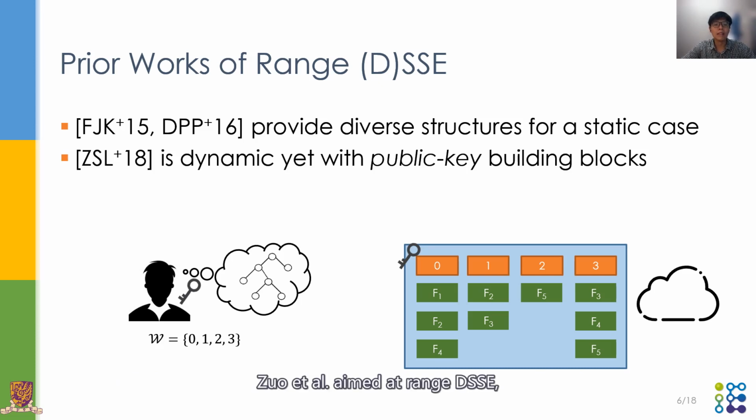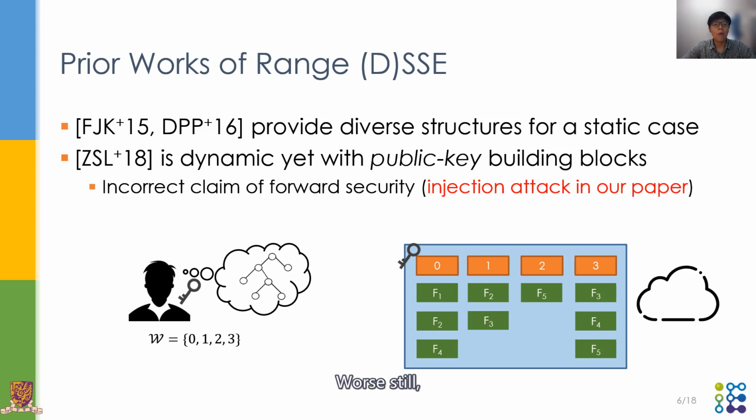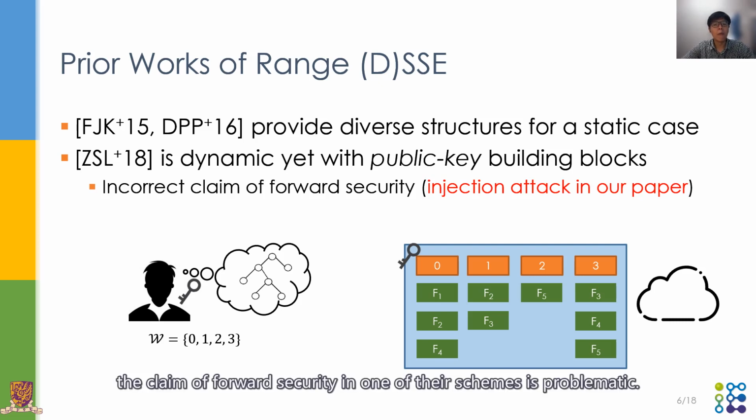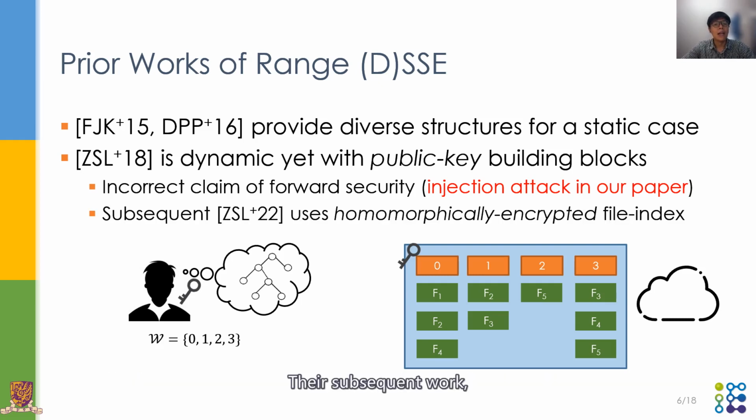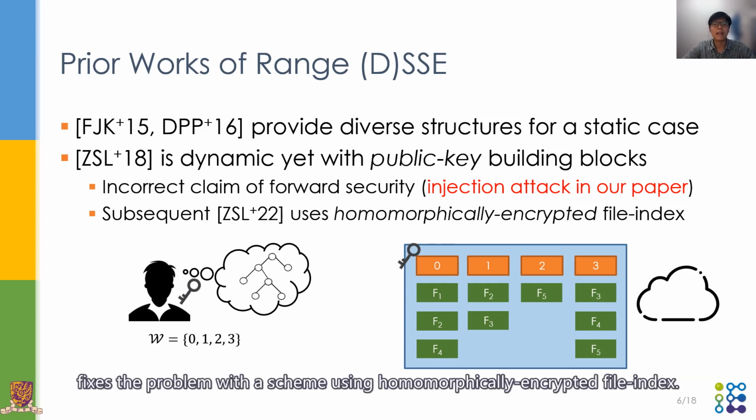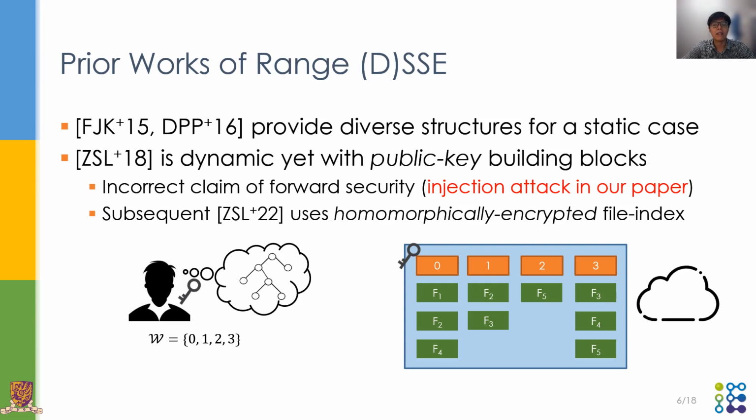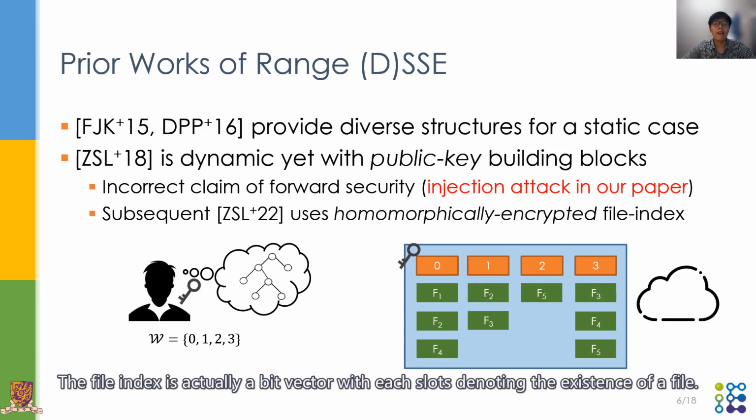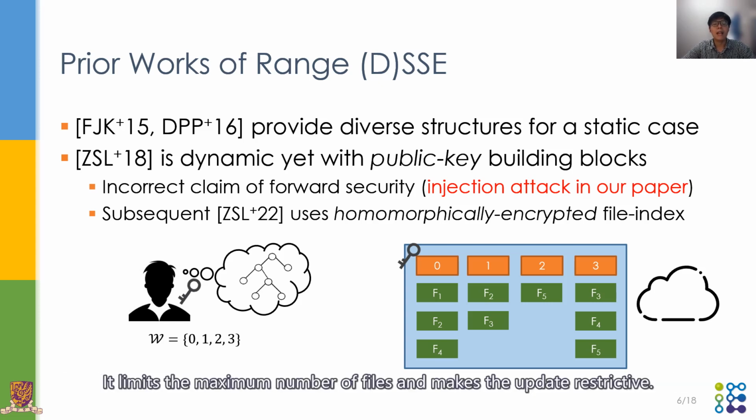Chow et al. aimed at range DSSE, yet their construction requires inefficient public key operations due to their building blocks. Worse still, the claim of forward security in one of their schemes is problematic. We demonstrate an adaptive file injection attack against it in our paper. Their subsequent work, which is also subsequent to ours, fixes the problem with a scheme using homomorphically encrypted file index. The file index is actually a bit vector with each slot denoting the existence of a file. It limits the maximum number of files and makes the updates restrictive.